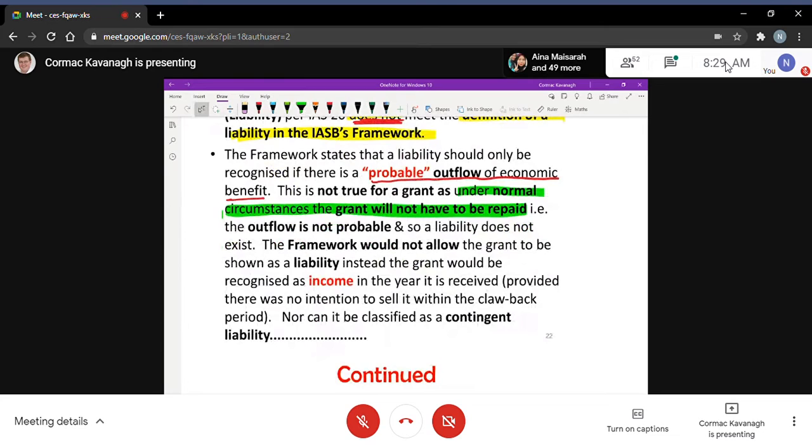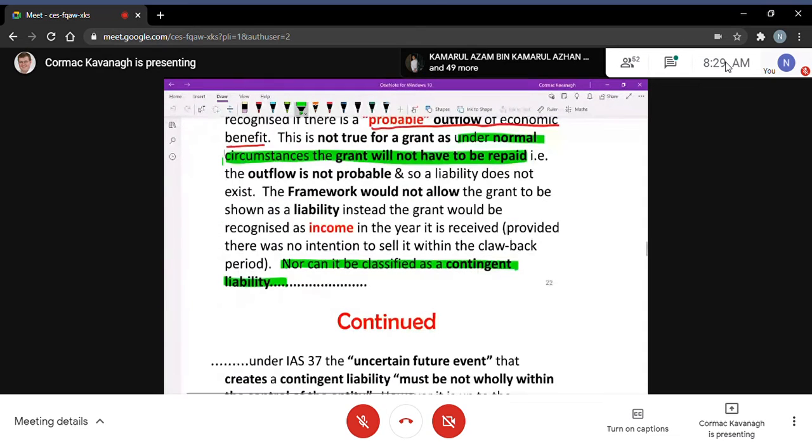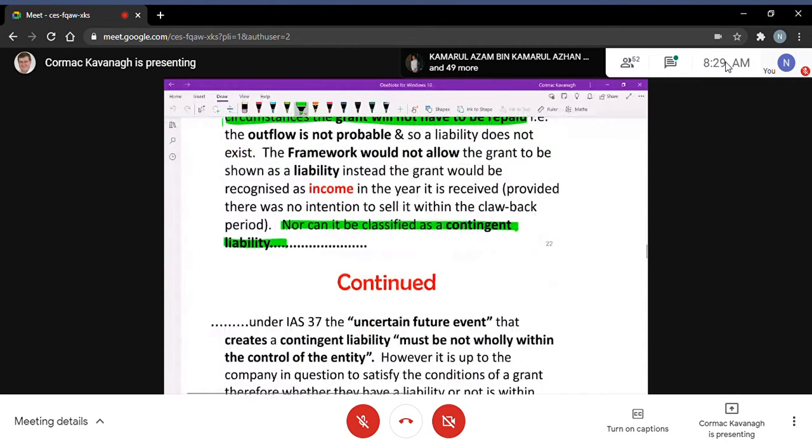Also, it doesn't satisfy the requirements for a contingent liability. So it hasn't satisfied those requirements. So there's a conflict there. The standard allows this conflict to arise and exist, and we just need to recognize that.